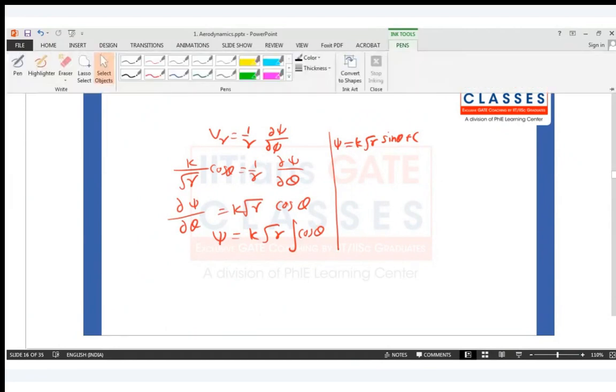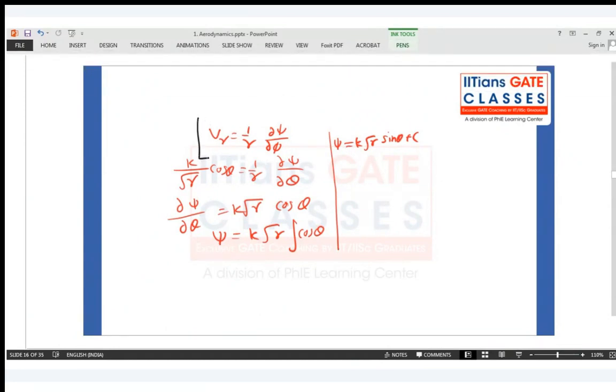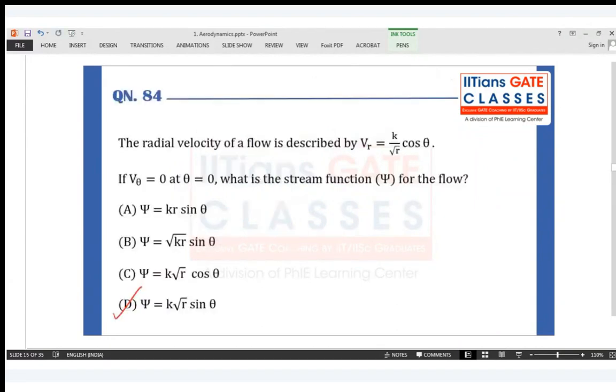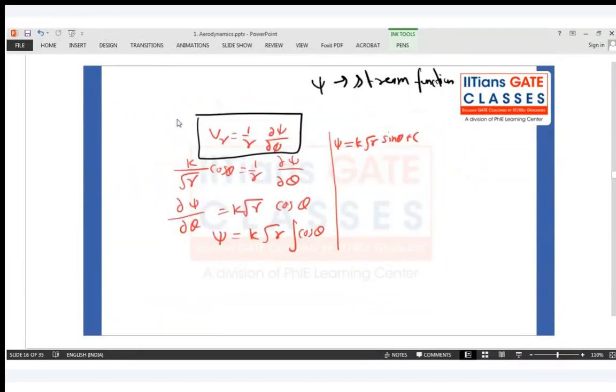So the simple definition for a stream function is, radial velocity is given by 1 upon r d psi by d theta. So this psi is your stream function. Okay. So now they have already given you the radial velocity. So Vr is given and they're asking for the stream function. Of course, they gave the boundary condition also. V theta is equal to 0 when theta is 0. Of course, we'll not need that. Way before that, we'll get the answer.